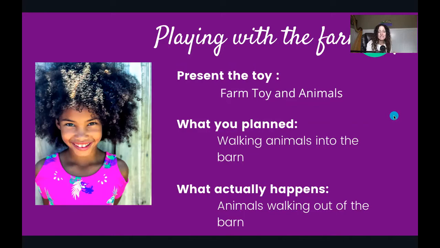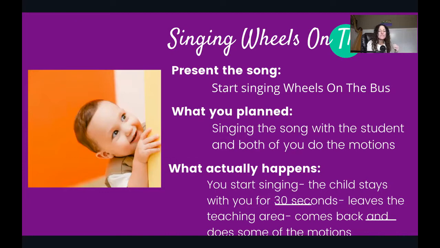Let's say you're singing Wheels on the Bus and you start singing the song with the student, and you want to do all the motions. You're like, we're going to work on imitation and this is what it's going to look like. And what actually happens? You start singing, the child stays with you for 30 seconds, they leave the teaching area, and then they come back and they do some of the motions, and that's okay. They don't have to physically be sitting. They don't have to physically be right there. They will come back to you. And you note that on your data sheet. Keep documentation of that.